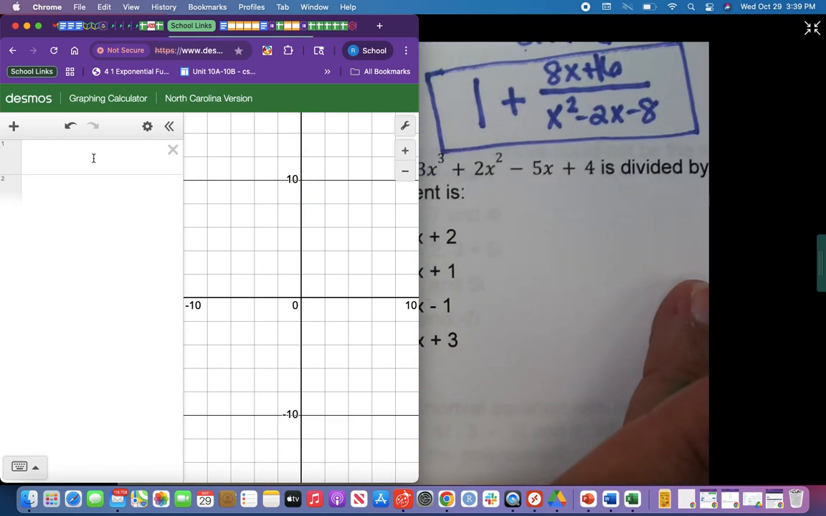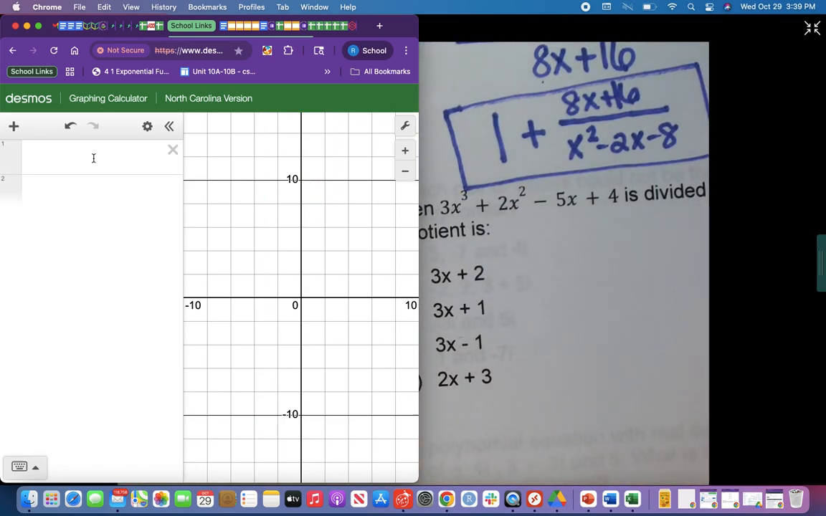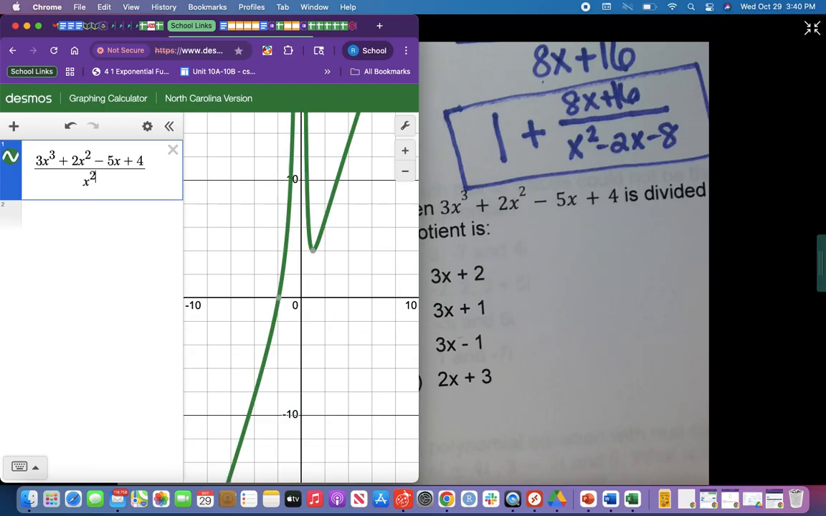All right, so I'm going to type in 3x to the third plus 2x squared minus 5x plus 4 over x squared plus 1. Okay, so it does not divide evenly. So it was worth a shot. So I am going to do long division like I did on number 6.